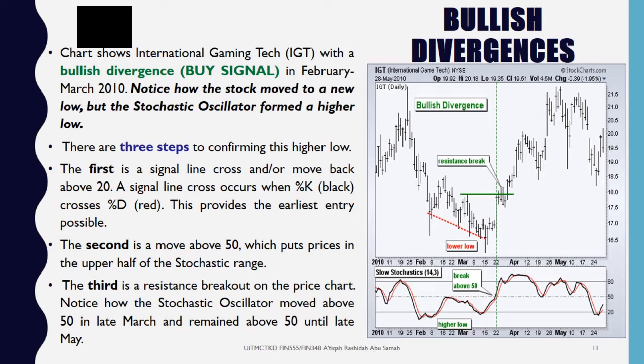The second is a move above 50, which puts prices in the upper half of the stochastic range. And the third is a resistance breakout on the price chart. Notice how the stochastic oscillator moved above 50 in late March and remained above 50 until late May.